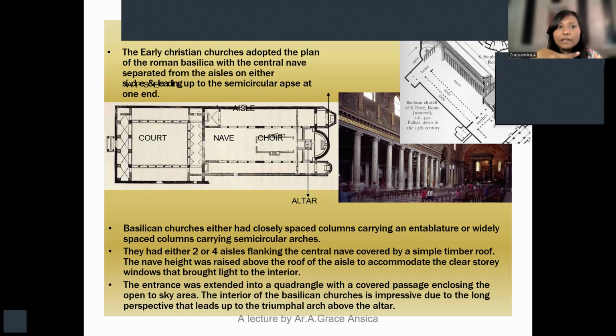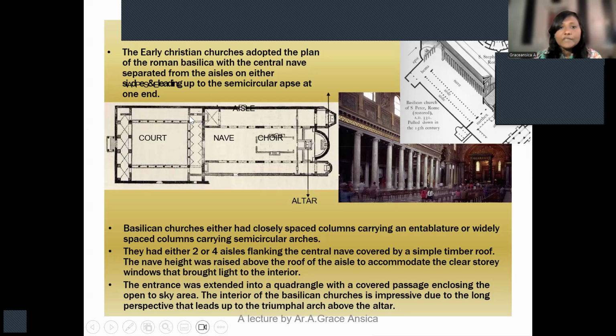As you can see, there's a plan here. It starts with an entrance. Usually in Christian architecture, the entrance is called the portal. The portal takes you to an open court, surrounded on all four sides by colonnades. So you have a very airy, open court in the front, and then there is a small veranda.